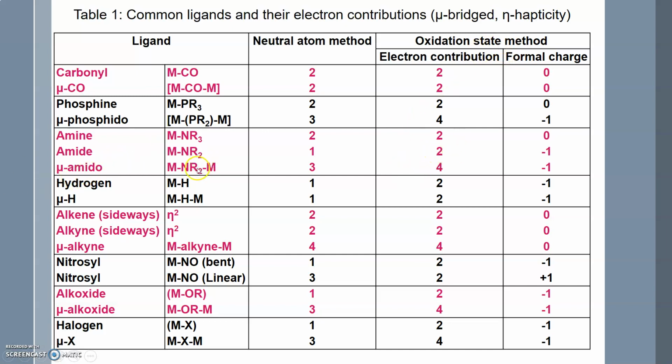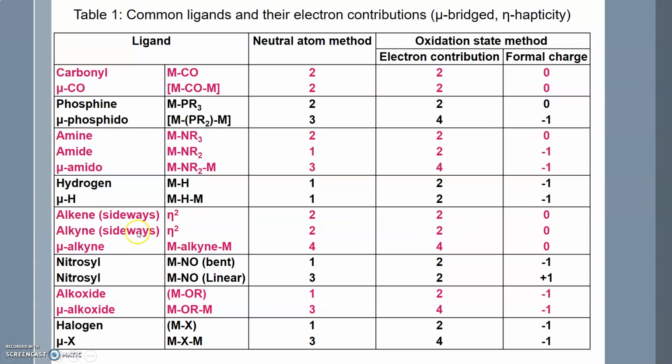Now the same NR2 can also act as a bridging ligand. When it acts as a bridging ligand, then the electron contribution by neutral atom method is going to be 3, and by oxidation state method is going to be 4. Then for hydrogen, when it is a terminal one or when it is the bridged one, in both the cases the number of electrons contributed by the neutral atom method is counted as 1, and in both the cases the electron contribution by oxidation state method is 2, because the formal charge on hydrogen is -1.